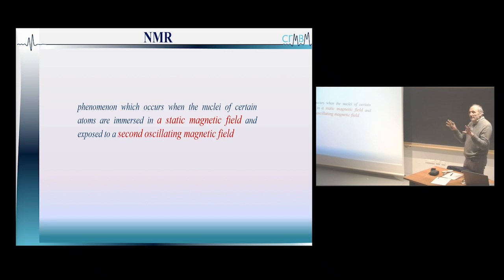Okay, so imagine you have three characters in the story. You've got the nuclei with a physical property. You've got the static magnetic field, which we call B0, and we've got a second magnetic field, which we call B1. If we've got all three, you're ready to do the experiment. And now we are going to try to understand what we do with all these fields.